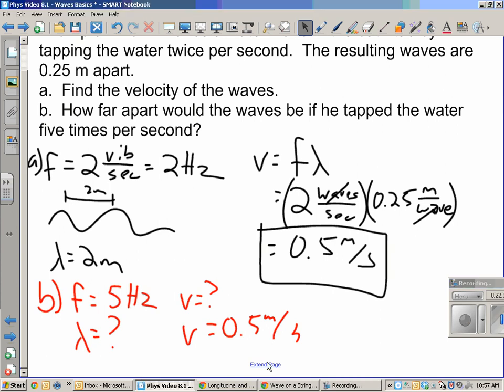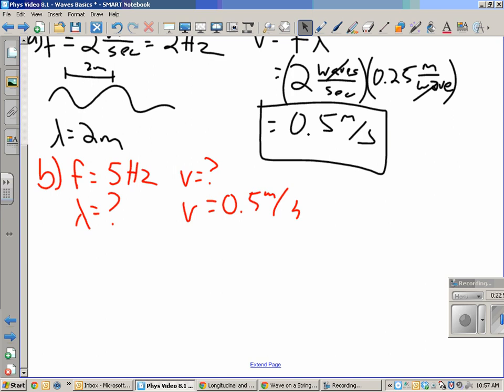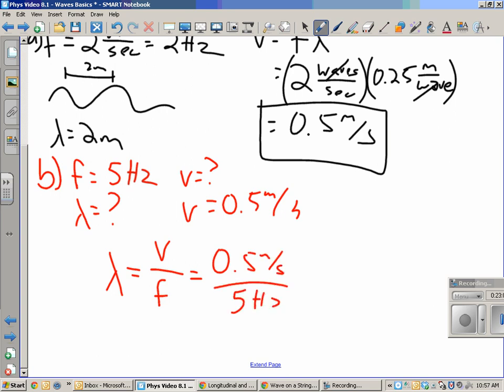Remember, wavelength is velocity over frequency. We've got a velocity of 0.5 meters per second, and our frequency is now 5 hertz. Divide that, and you get 0.1 meters. So now the waves are much closer together because there are more of them per second. So there you go, waves.